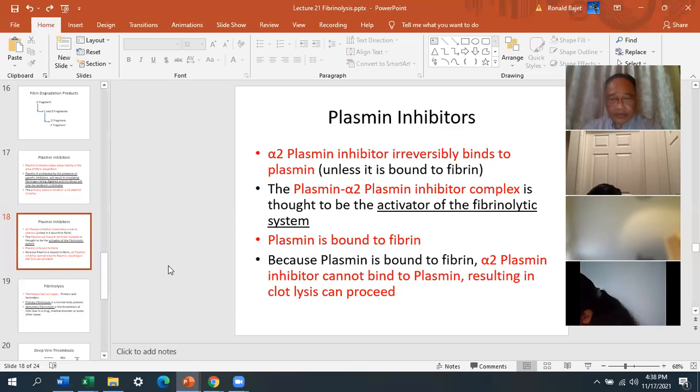That sounds like it's the opposite, isn't it? If plasmin is bound to fibrin, then clot lysis will take place. You see that? Yes. Clot lysis will not take place if the inhibitor binds to plasmin. Do you see that? Okay, that makes a lot more sense. Why don't we leave it at that? Because if the inhibitor inhibits plasmin, then the clot will be protected. You see that?